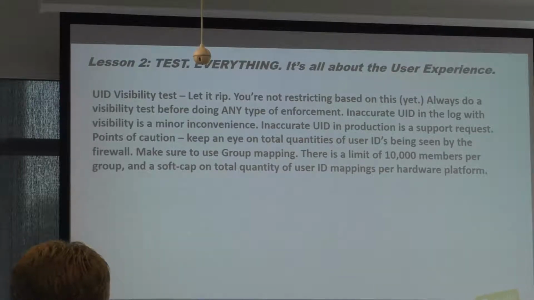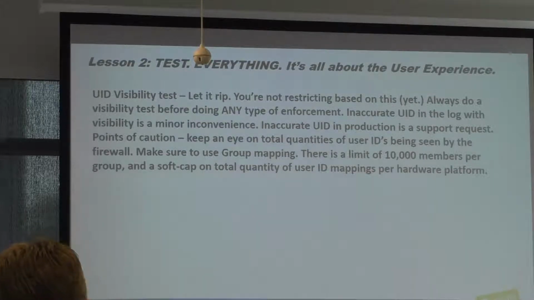So the one thing I will say is some points of caution. You want to keep an eye on the total quantities of user IDs being seen by the firewall, because based on the hardware platform, there's actually a limit of how many IP user mappings there are. Off the top of my head, I know the number's fairly high. I think on the 5000 series and above, it's like 512,000 user ID to IP mappings. But for group mappings, you can map AD groups to users. There's a soft cap of 10,000 per group, and I don't think that's changed yet.